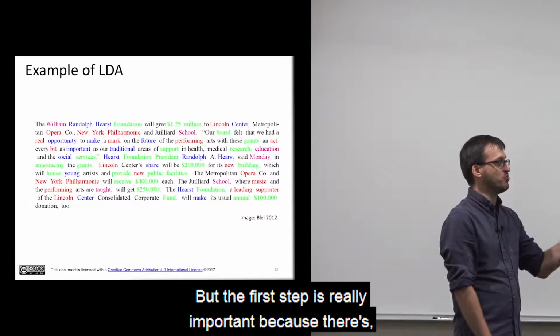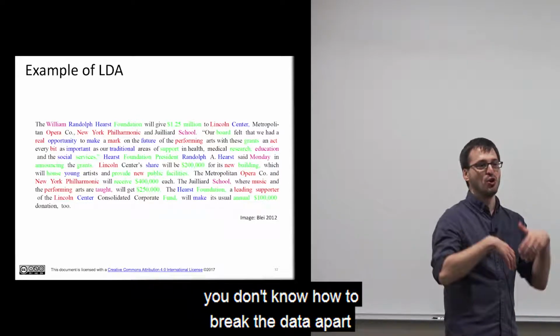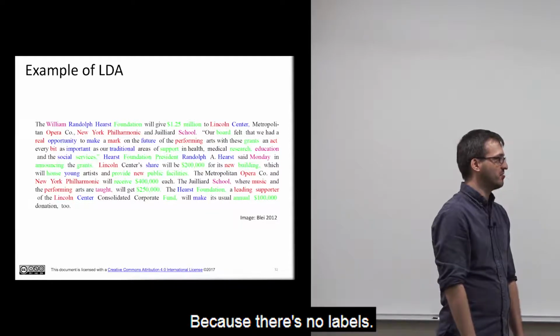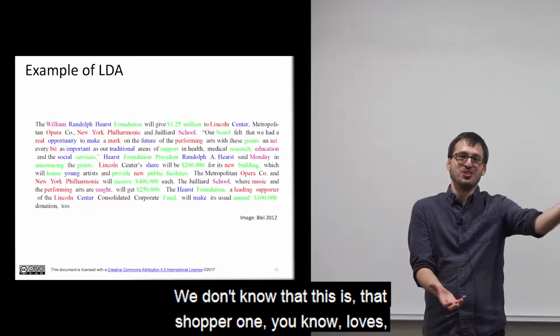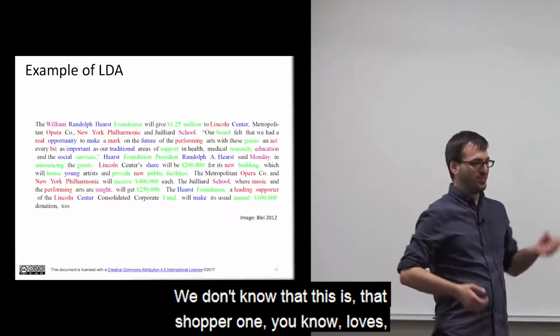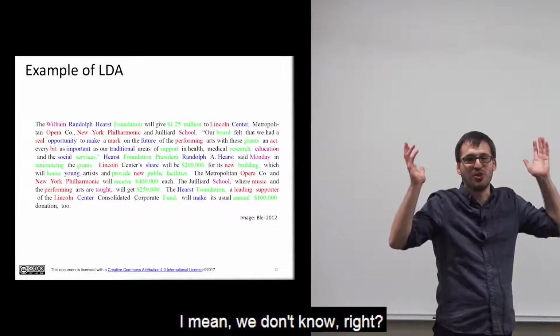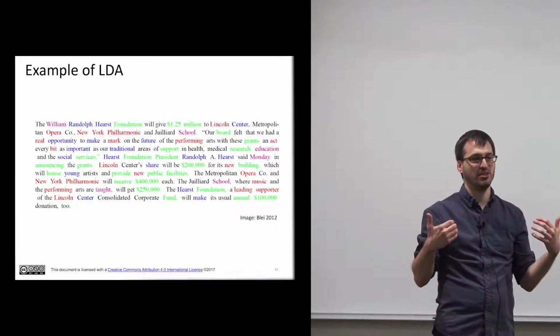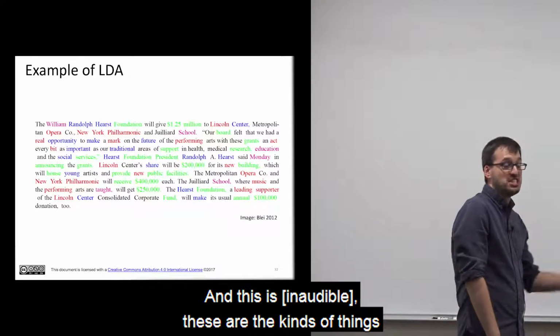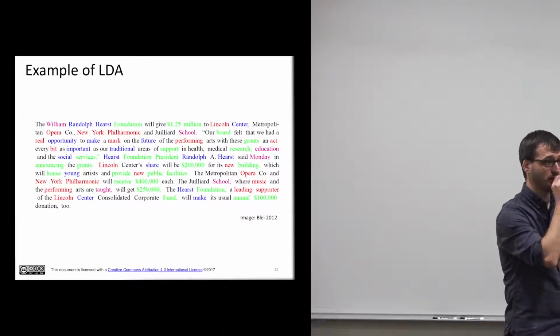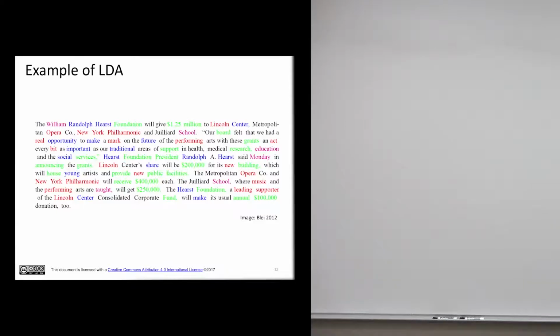But the first step is really important because you don't know how to break the data apart into interesting subgroups to then do further processing. Because there are no labels. We don't know that shopper type one loves milk and cereal. We don't know. We want to break them apart. And these are the kinds of applications that LDA is really useful for.